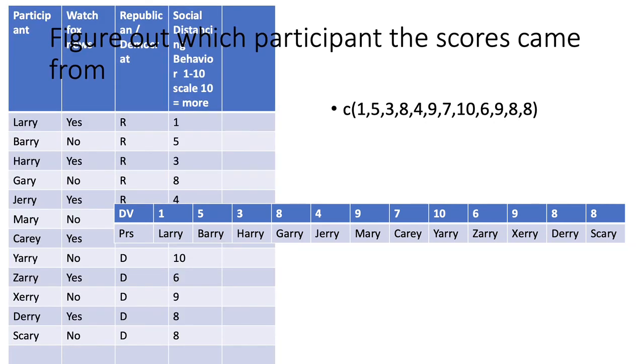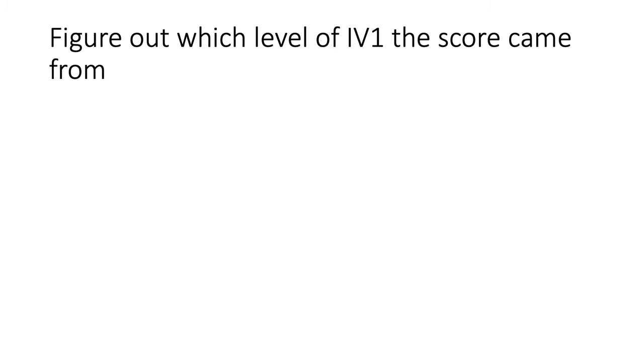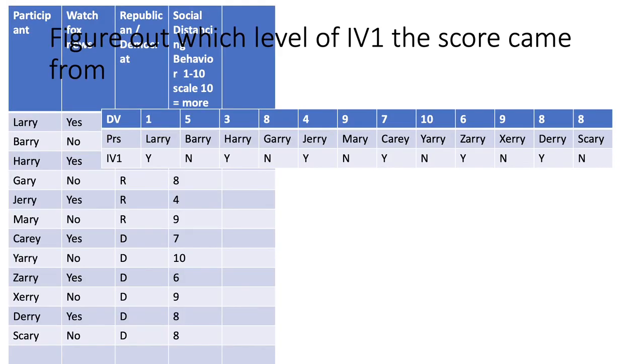All right, so my next thing, that score 1, I know that was Larry's, score 5 was Barry's, score 3 was Harry's, and all I did was go over. So now I'm like, okay, that score of 1, what level of IV1 did that score come from? So, yeah, you can still see it there. So they watched Fox News. Yes, no, yes, no, yes, no, yes, no, yes, no, yes, no. So that's just literally the level of do they watch Fox News or not willingly?